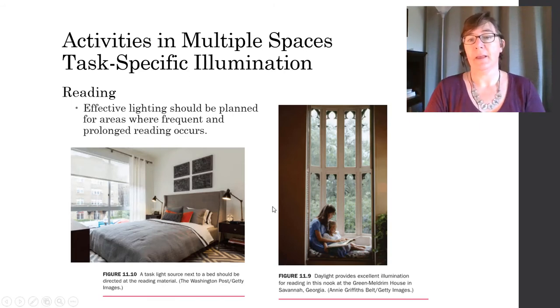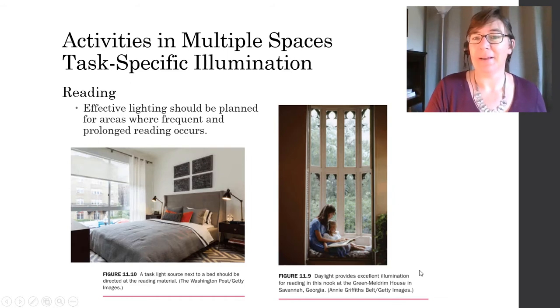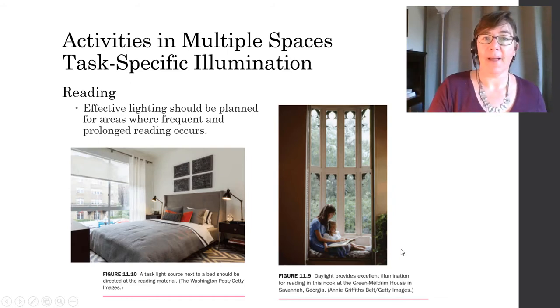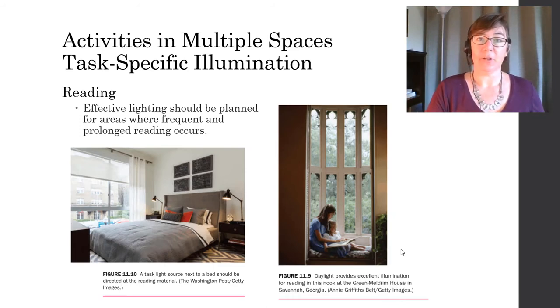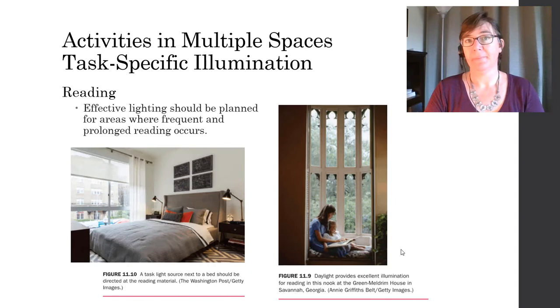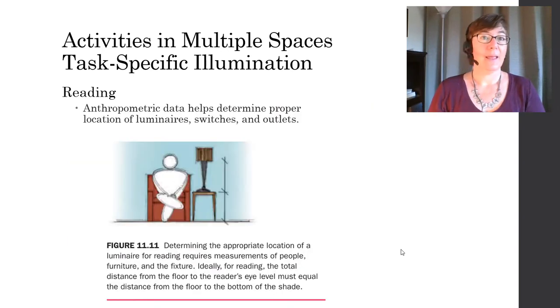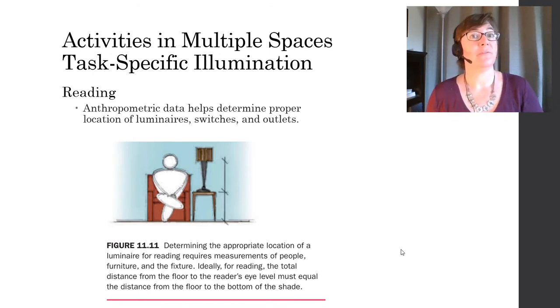And here's another example of an area where frequent and prolonged reading might occur, and that's a little window nook. In this case, they're not providing any artificial light source for this area, but using natural lighting. It's important to locate your task-specific illumination for reading carefully.